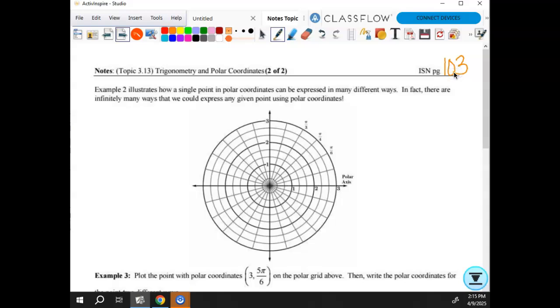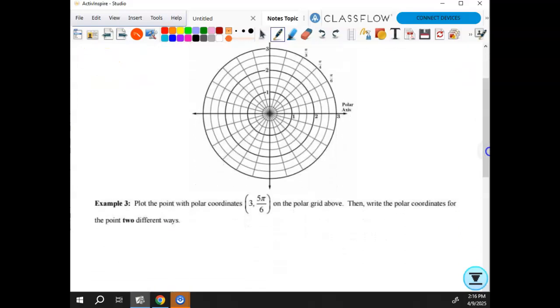So this says, example 2 that we just did illustrates how a single point in polar coordinates can be expressed in many different ways. In fact, there are infinitely many ways. This one, we're going to kind of do the opposite. We are going to come up with other ways to get to a specific point, instead of where they give us the ordered pairs. So we're going to plot this point, 3, 5 pi over 6. So go ahead and plot that point, 3, 5 pi over 6.